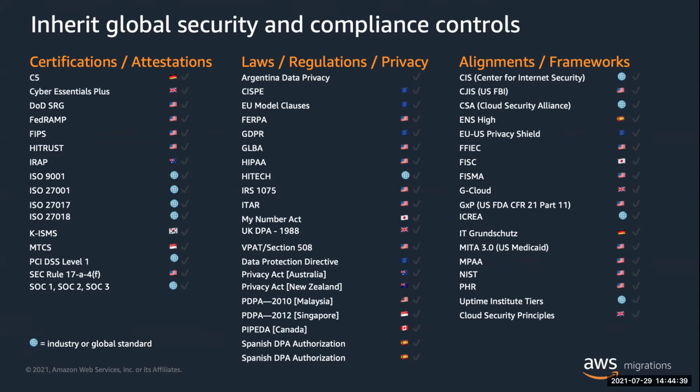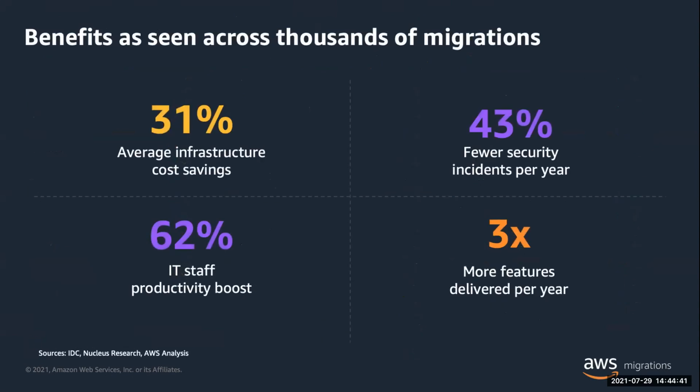So what are some of the benefits of migrating to the cloud or to AWS? Right? Based upon the experience that we have seen after thousands of migrations, we see that on average, the infrastructure cost savings are around 31%. And because the managed services take care of the security aspect also, we have fewer and fewer security incidents per year, especially keeping in mind the previous slide, right, where we showed that the platform aligns with so many global and regional security controls. The number of security incidents is reduced by around 43%.